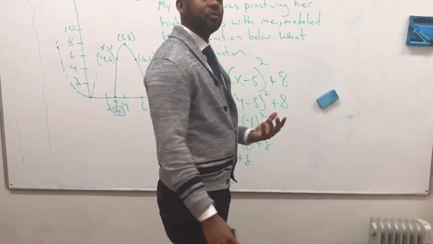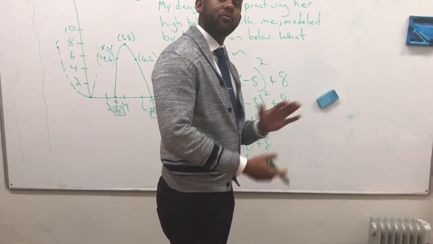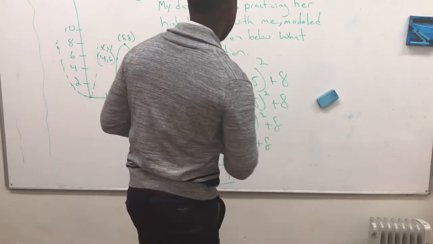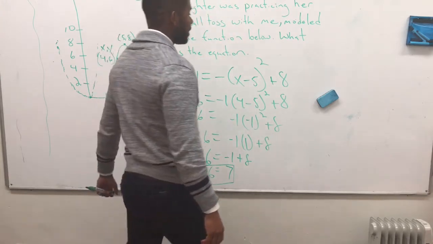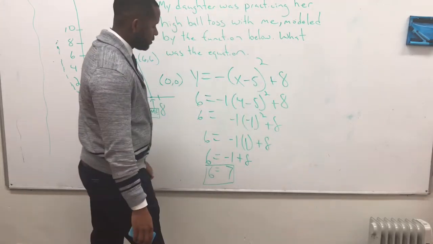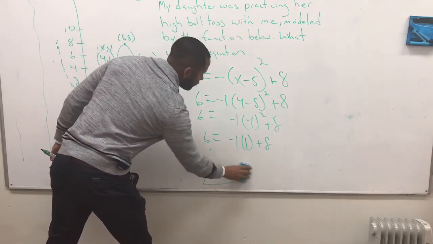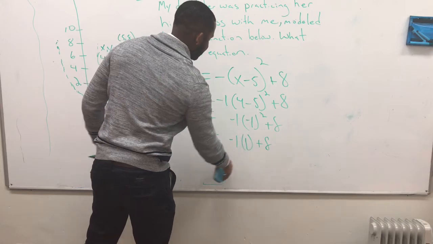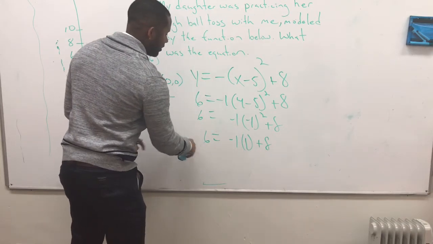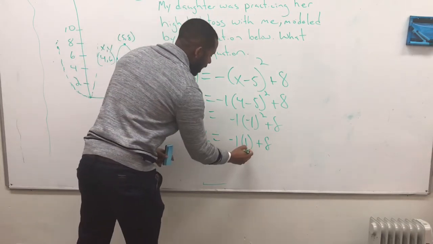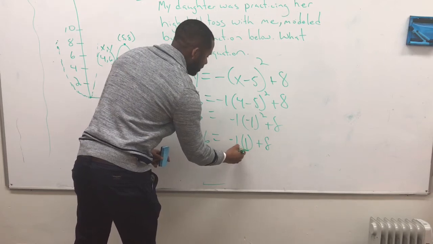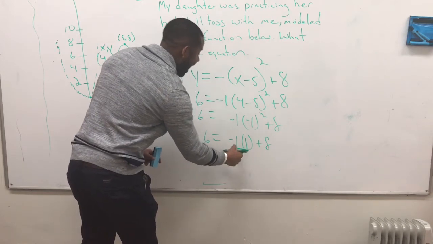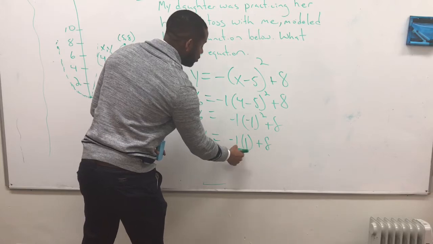There's one more possible transformation I could have. So there must be some kind of stretch or compression in this. So let's go back and think, where did we go wrong? Okay? This 8's not going to change. But what I see is, if I want this to turn into a 6, I don't want this right here to be negative 1. I actually want this to turn into negative 2.